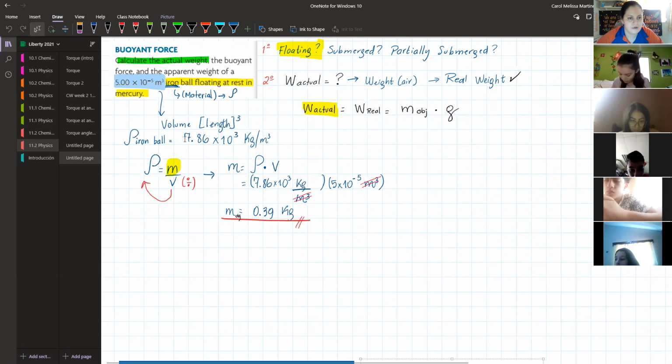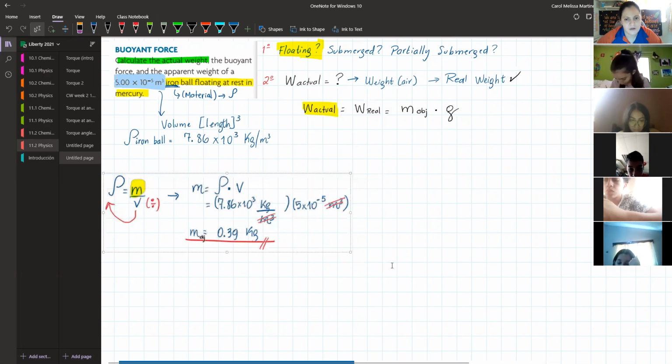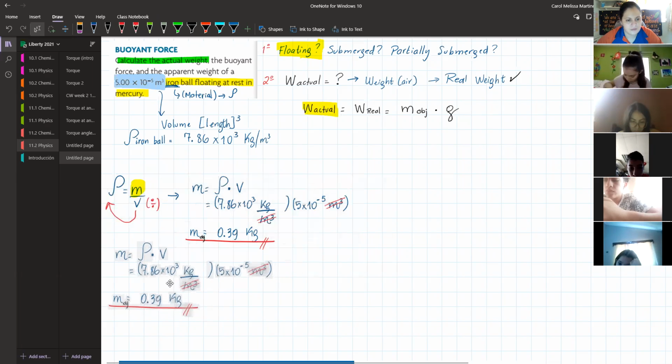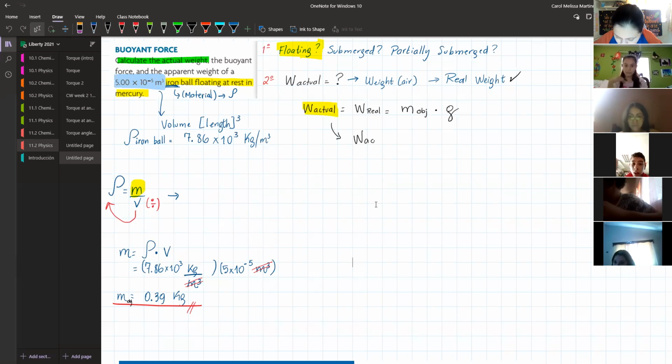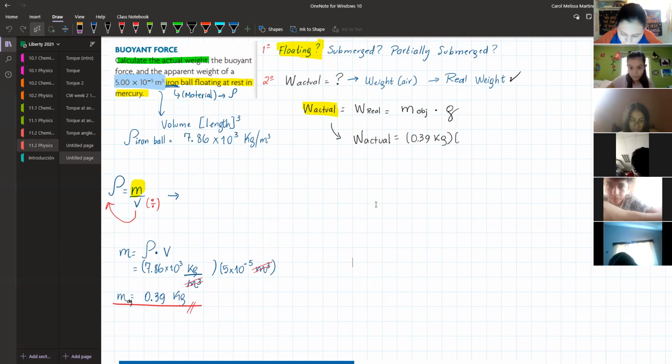So, I'm gonna move this a little bit. Okay, so with this, now I can get the actual weight, because now I know the mass of the object. So I continue with the problem and I say, actual weight is equal to the object's mass, that is 0.39 kilograms, that multiplies gravity, that is 9.81 meter per second square. How much is the actual weight of the object?